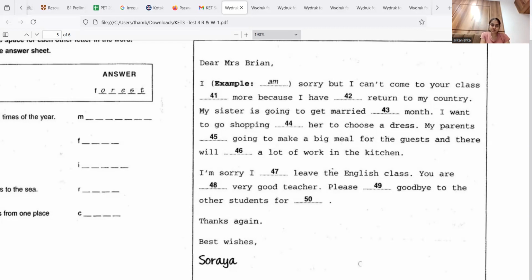My sister is going to get married within... Not really. "Within month" you can't have, only one word. So my sister is going to get married, and I'll give you some help with this one, so that from the next one onwards you can do it yourself. Married this month or next month? Married next month. You put "next month". Underline "next".